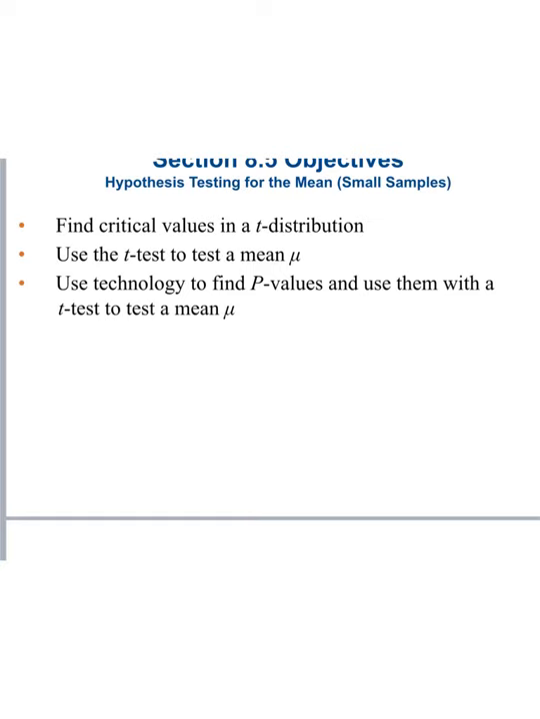So I'm not going to go over all the same things. You can have a left tail test, right tail test, two tail test, set up hypothesis testing. It's all the same. But yes, you need to find critical values in the t-distribution and use a t-test to test the claim about the mean, and use technology to find the p-value or a table, of course. So let's take a look at some things.